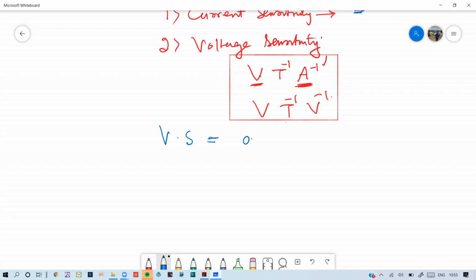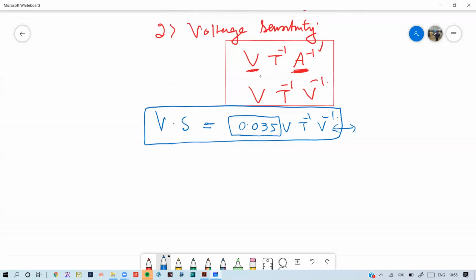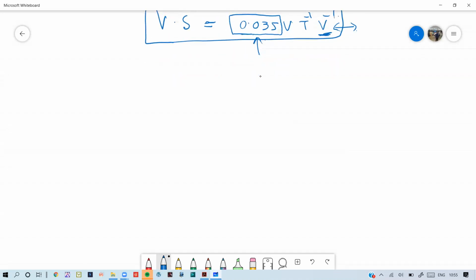The voltage sensitivity of a particular Hall sensor has been observed up to 0.035 volt per Tesla per volt. So that means it is sensitive, and it can have a very small change by changing the voltage or the current. This is the order of change by changing the voltage. It is per unit volt. When we mention the units, these are per unit measurements.